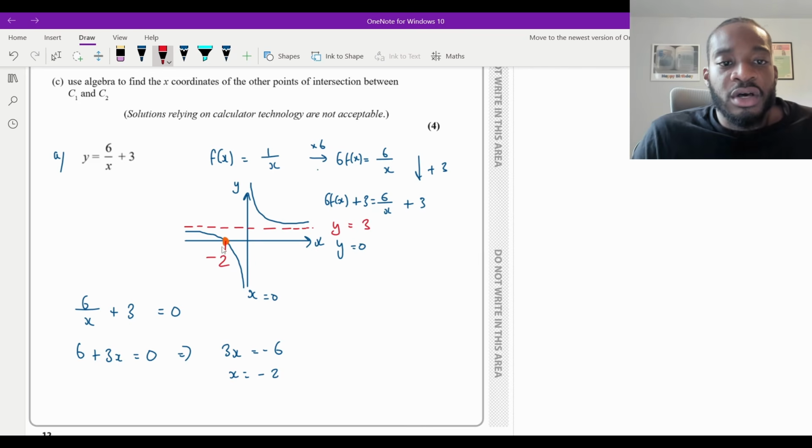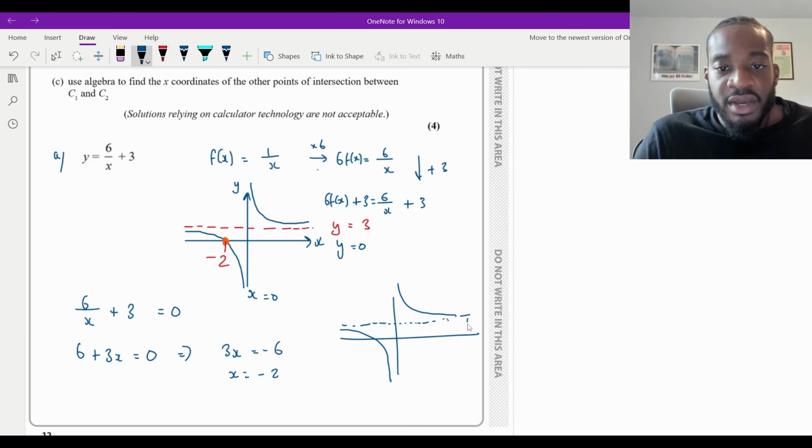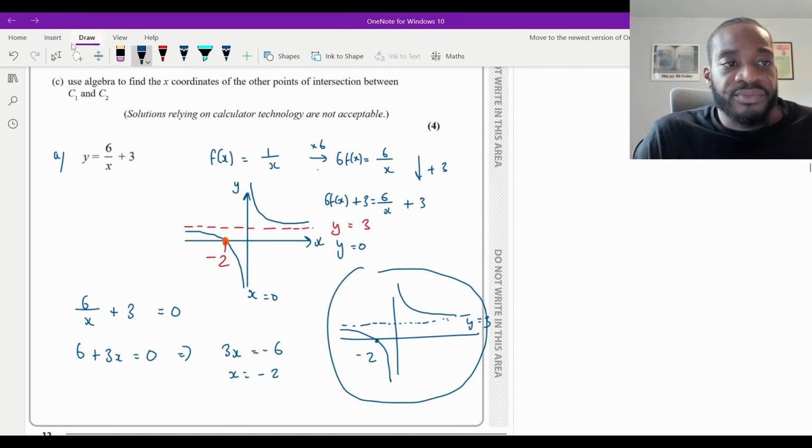So this here is your answer. Let me do it again, so it's just super clear. It's going to look like this, like that. That's going to be y is equal to 3, and that is going to be minus 2. So that's it, like that.